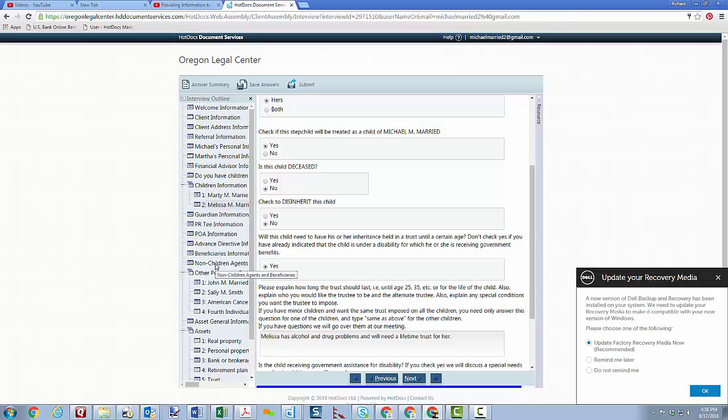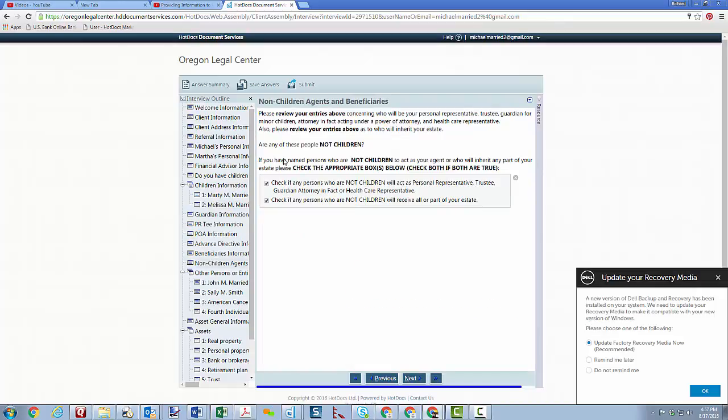Now, when you get to this screen where it's non-children agents and beneficiaries, you're asked to check a box if any of the people who are not children will act as the personal representative, trustee, guardian, attorney-in-fact, or health representative. If there's some other than children, you should check that. We already have the information on the two children over here, but we need the information for the people you've said are going to act for you in a representative capacity.